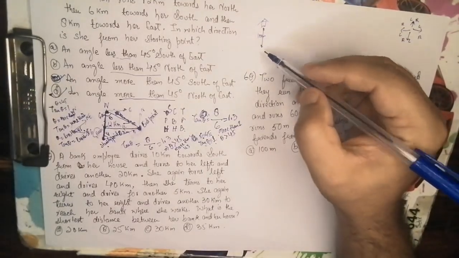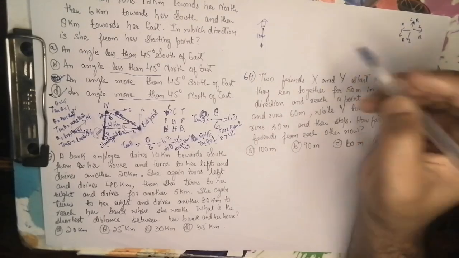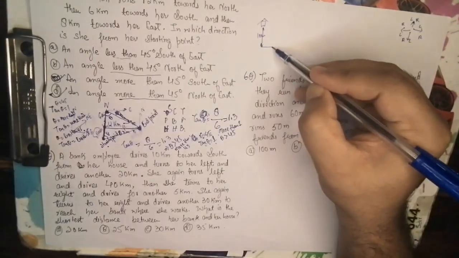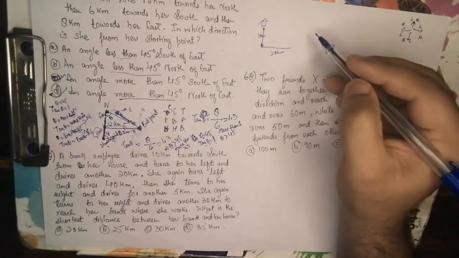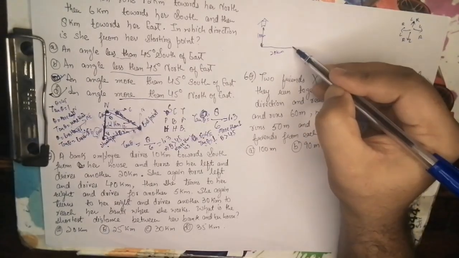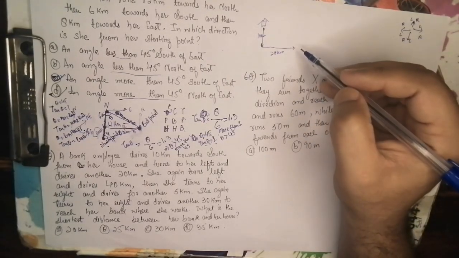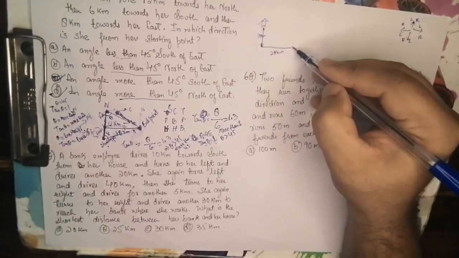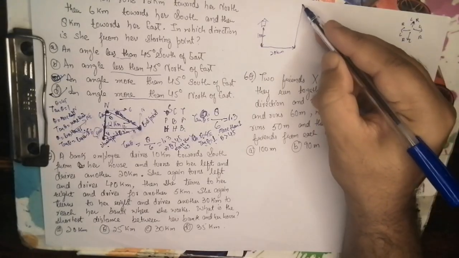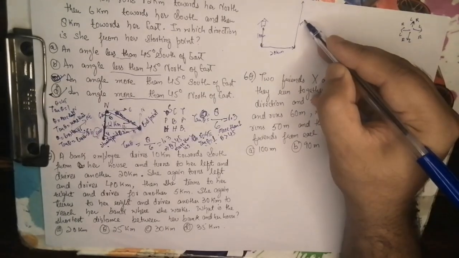Then she turns towards left. What's left here? Left is this side. So she turns left and drives 20 kilometers. Then she turns again. Then she again turns left. She again turns left and drives 40 kilometers. So she goes like this, 40 kilometers.